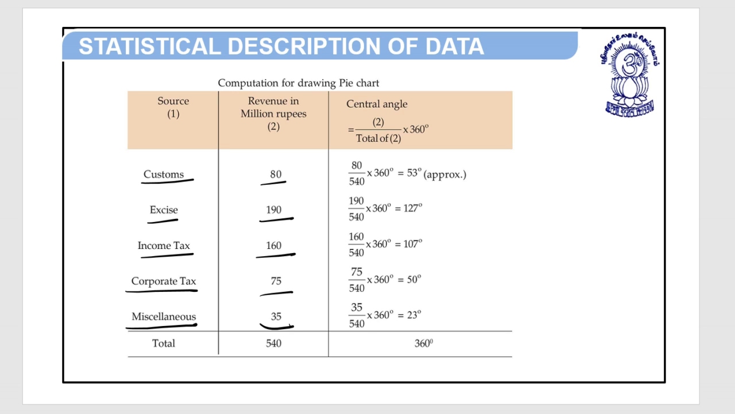Here the central angle for the pie chart is equal to the value upon total into 360. 80 by 540 into 360 is equal to 53 degrees. 190 by 540 into 360 is equal to 127 degrees. 160 upon 540 into 360 is equal to 107 degrees. 75 by 540 into 360 is equal to 50.